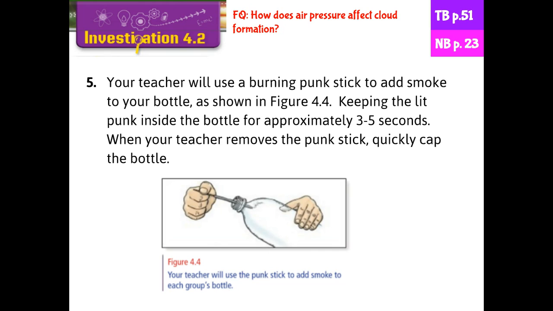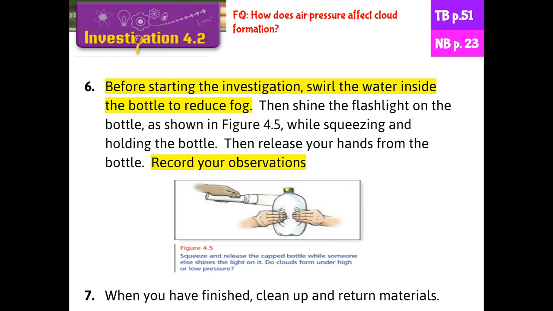Step 5 is that your teacher will give you a burning punk stick to add smoke, similar to the figure below. That punk stick should only be in there for about 3 to 5 seconds, just enough to get some dust particles within your clear 2-liter bottle. You're going to want to swirl the water inside to reduce the fog. When you put warm water in the bottle, it's going to automatically condense on the walls, so you're going to want to get rid of that. And when you've finished, you're going to record all your observations within your table and then discuss everything you've learned with your group.